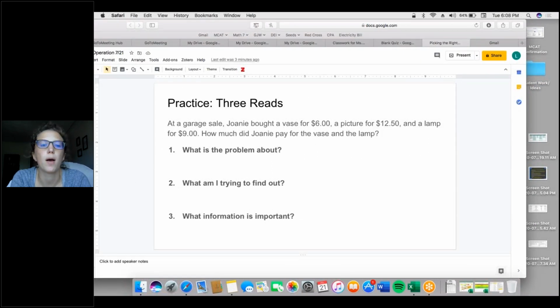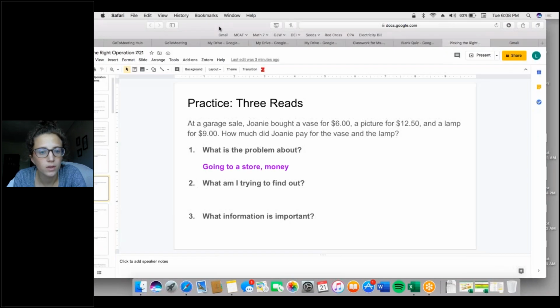So this is the first problem. It says, at a garage sale, Joanne bought a vase for $6, a picture for $12.50, and a lamp for $9. How much did Joanne pay for the vase and the lamp? So the first time I read it, I'm just saying, what is this problem generally about? And I see it's about buying things. It's about shopping, just going to a store, and I see that there's money involved. That might help me think maybe my final answer should have a dollar sign. I'm going to read it again.